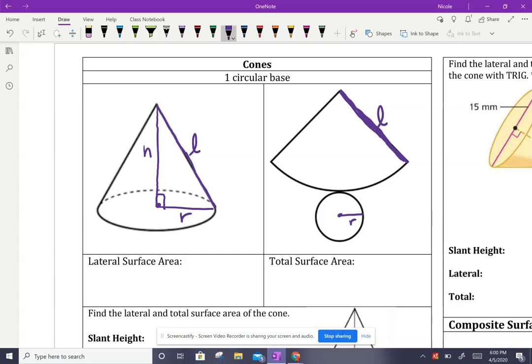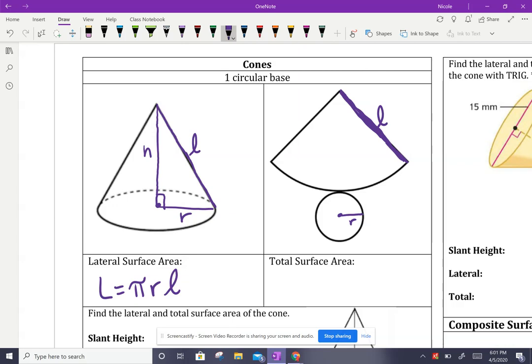Okay, now for the formulas, your lateral surface area, so just if you were wrapping your cone in paper so that your ice cream doesn't melt onto it, think about Baskin Robbins when you get a cone. There's paper wrapped around the edge usually. That lateral surface area is going to be pi times the radius times the slant height.